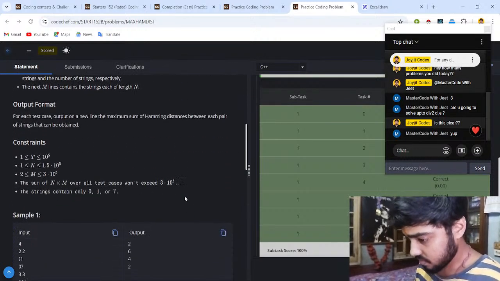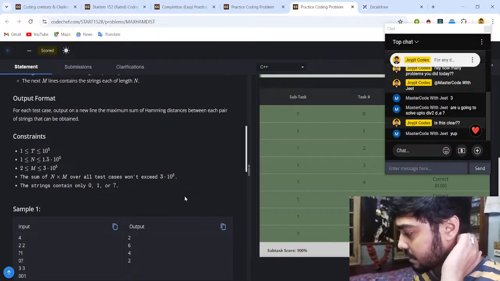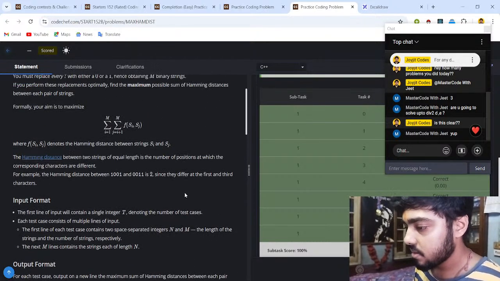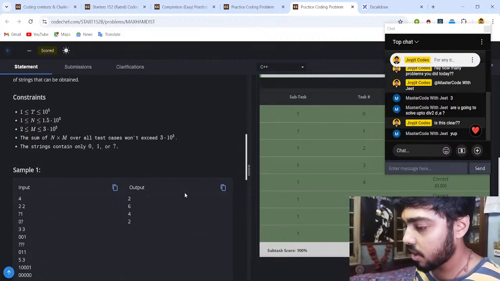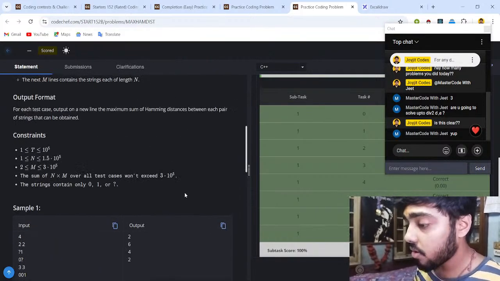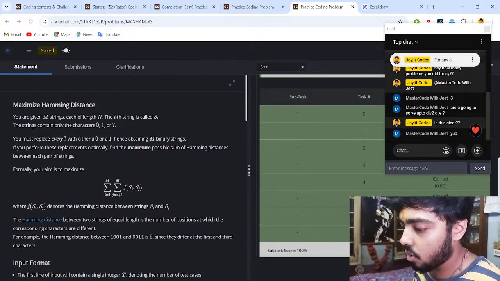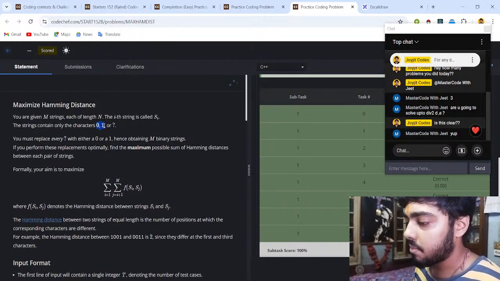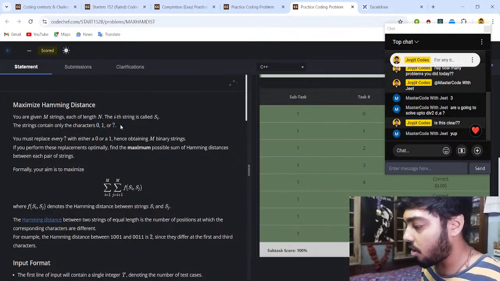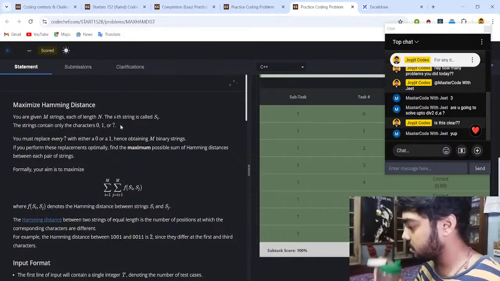Now, one more thing that was given in the question: the strings are not only represented as 0 and 1, some of them are question marks, and you replace each question mark with either 0 or 1, whichever is going to maximize the Hamming distance for all the pairs.